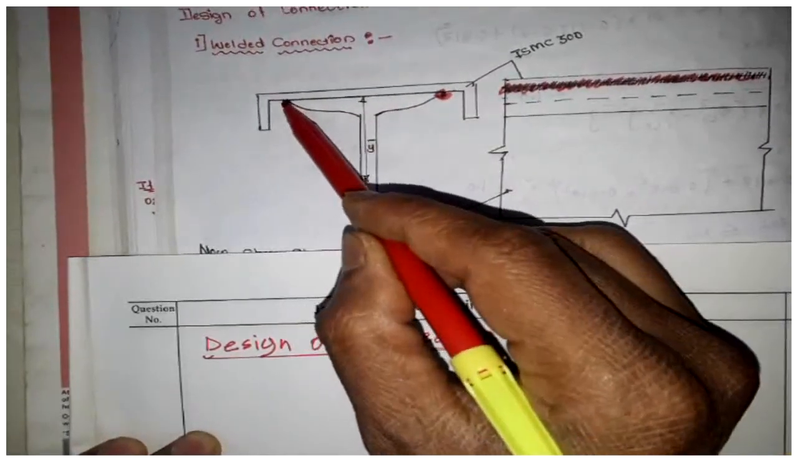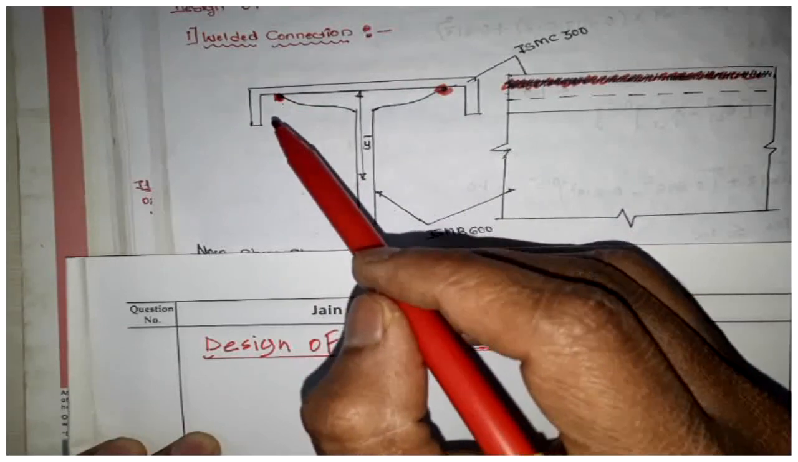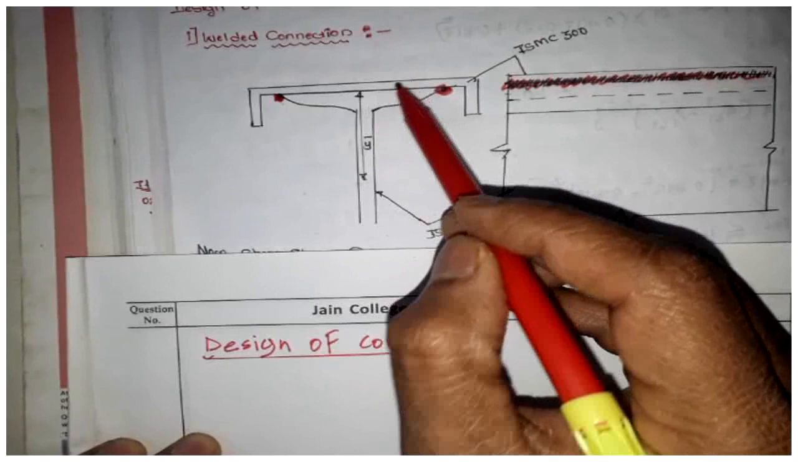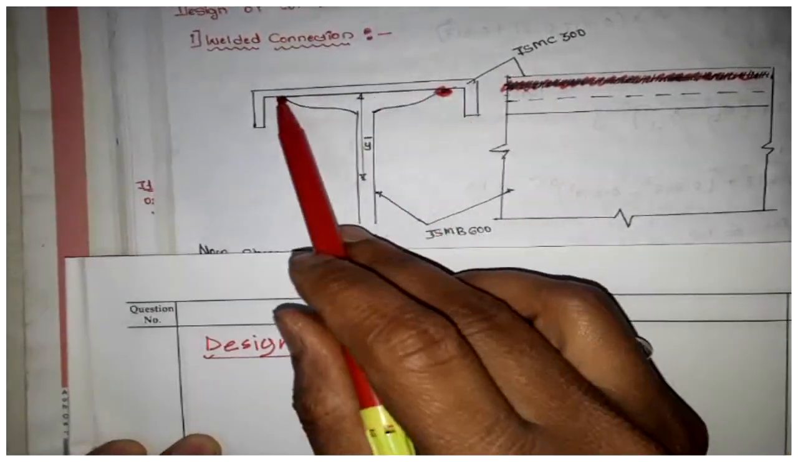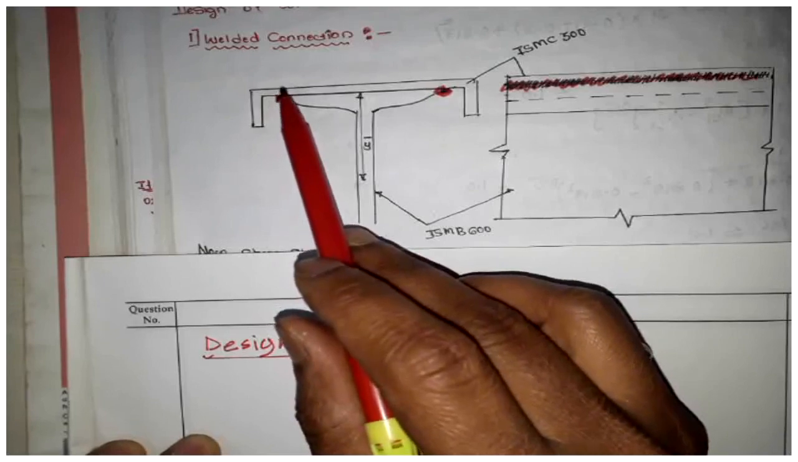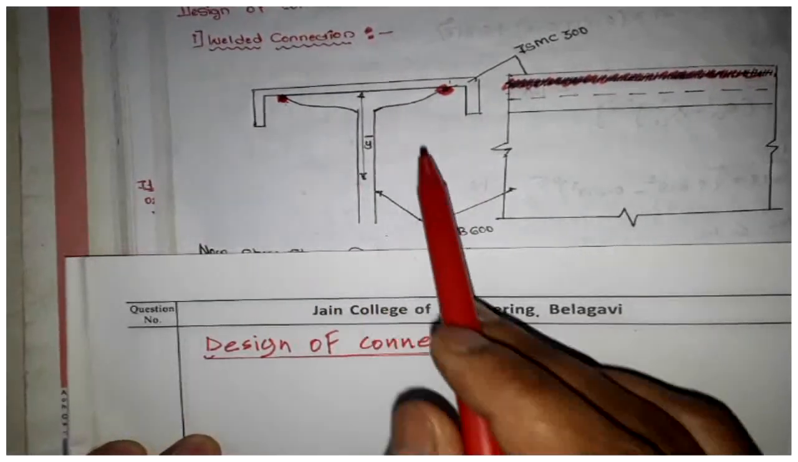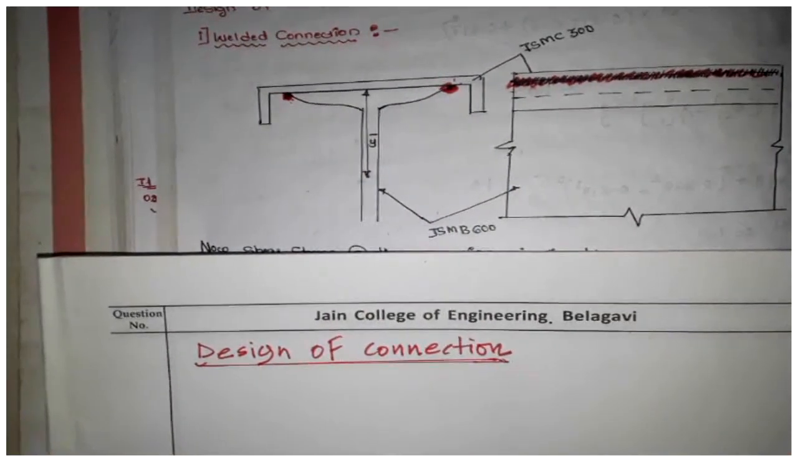And we are going to check what should be the minimum size of the weld, or the thickness of the weld, required for making the connection between the I section and the channel section. So we are going to calculate this: what should be the thickness of the weld, that is nothing but the size of the weld required to make the connection between these two. So we should have this detailing part. Now we'll begin with that.